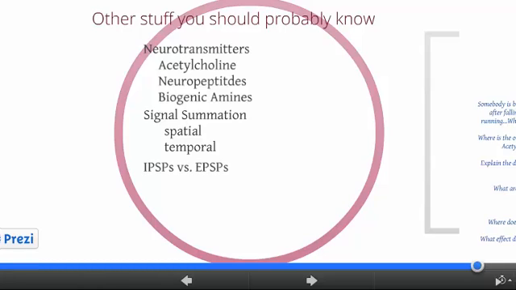And then you have temporal signal summation, which is where you have two signals. Essentially you have one signal traveling down the axon, and the signal behind it catches up to it. And as a result, the two signals add, in the plainest of terms.